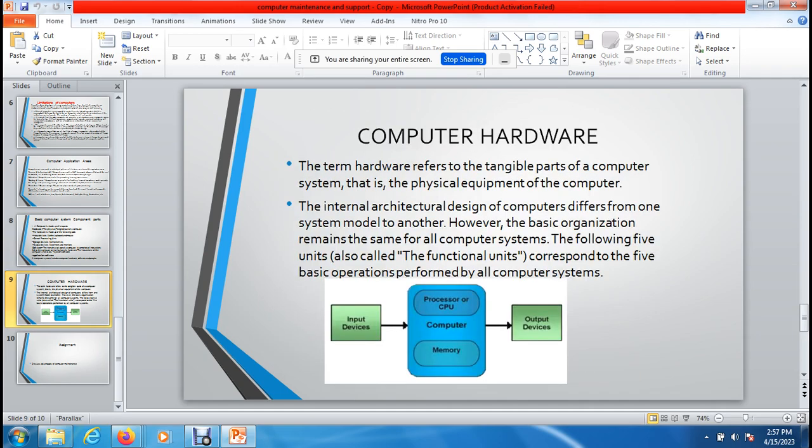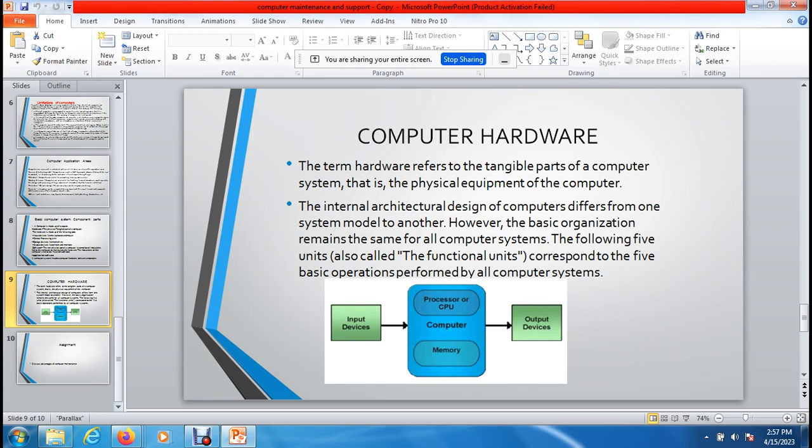Let us move on to computer hardware as our objective number 2, whereby computer hardware refers to the tangible parts of a computer system. That is the physical equipment of the computer. The internal architectural design of a computer differs from one system model to another. However, the basic organization remains the same for all computer systems.